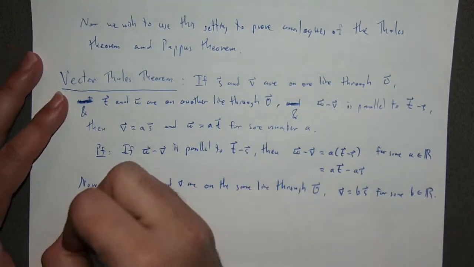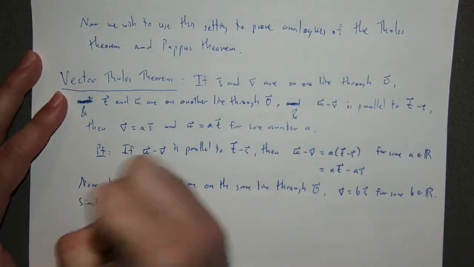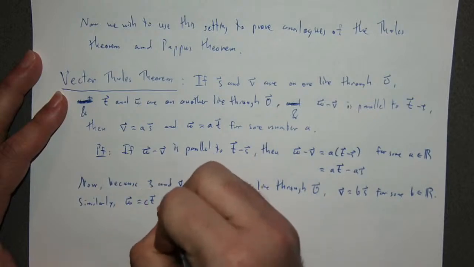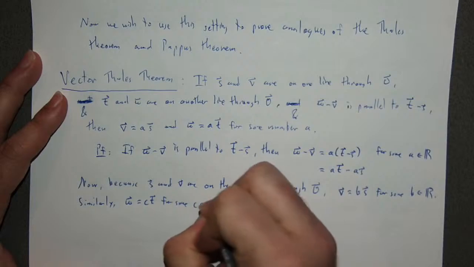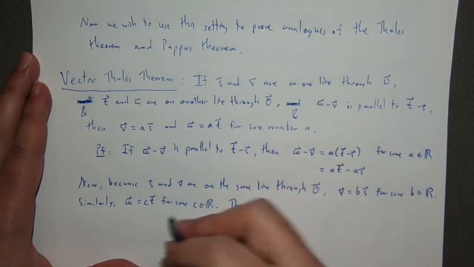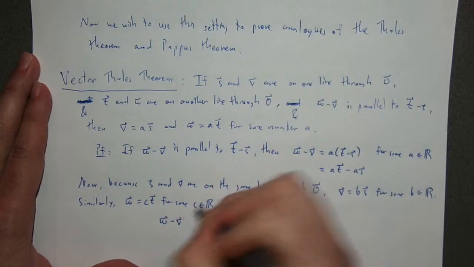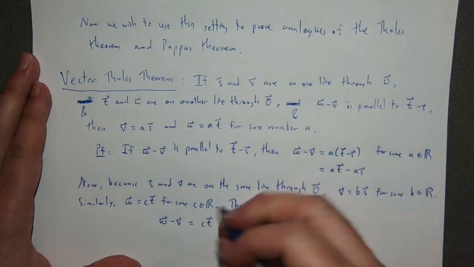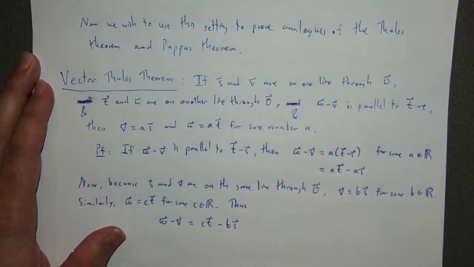Okay, similarly, W is equal to CT for some real number C. The reason for that being that W and T lie on some other line through 0. Okay. All right. Thus, W minus V is, W is CT, so that's CT. V is BS, so this is minus BS.